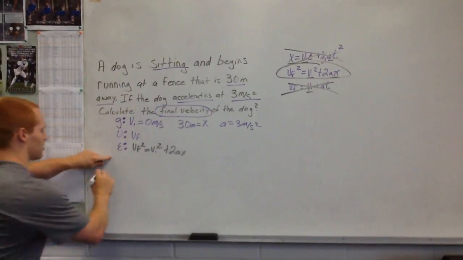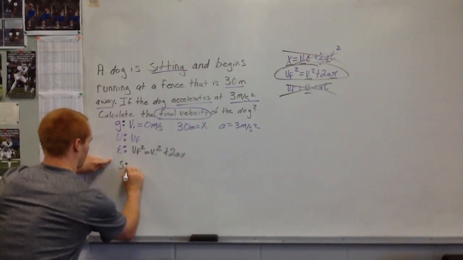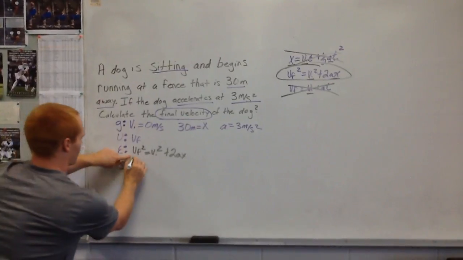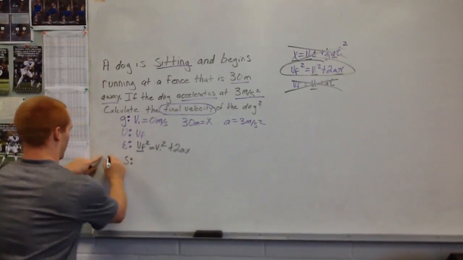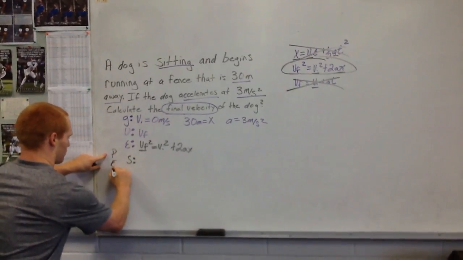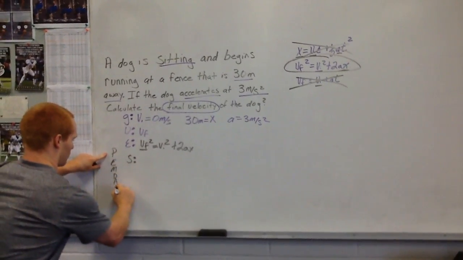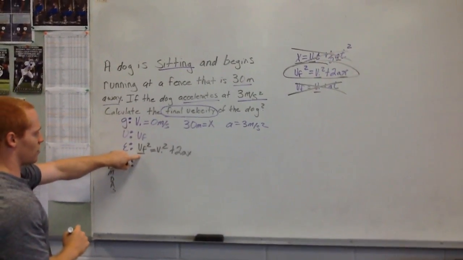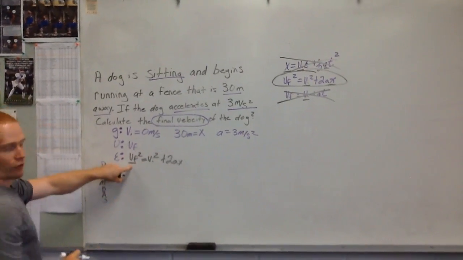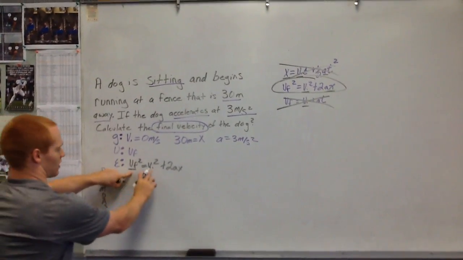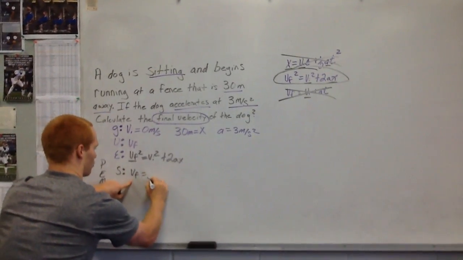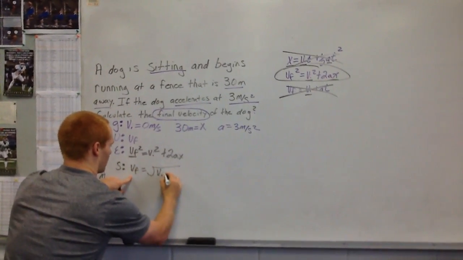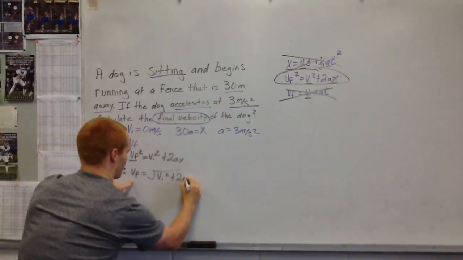Our next step is to sort it. So to sort, we're trying to solve for VF. We have to do PEMDAS backwards. So if we write PEMDAS over here, to get VF by itself, we're going to have to take the square root. And we're going to have to take the square root of both sides. So we're going to be left with VF equals radical VI squared plus 2AX.